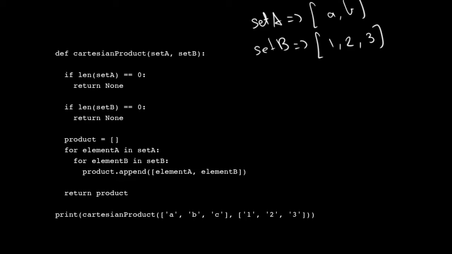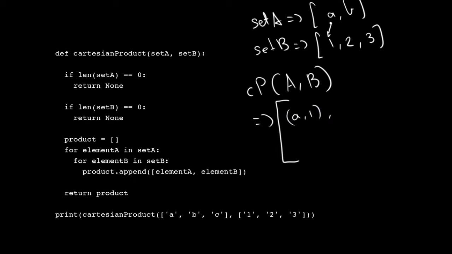So when you find the Cartesian product of set A and B, I'm just gonna write CP of A comma B, which stands for Cartesian product of A comma B. That is going to be a big brace bracket, and in that, I'm gonna basically write the answer. So it's gonna be A1, comma, A2, then A3, and you get the idea, right?